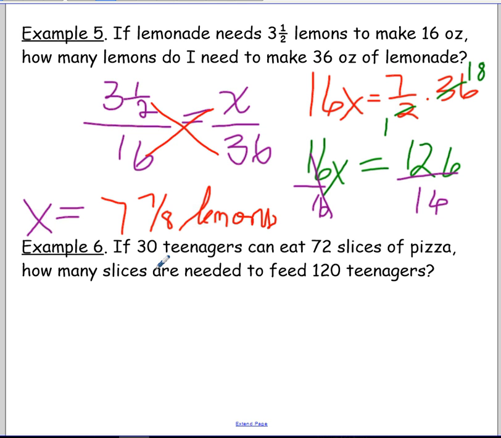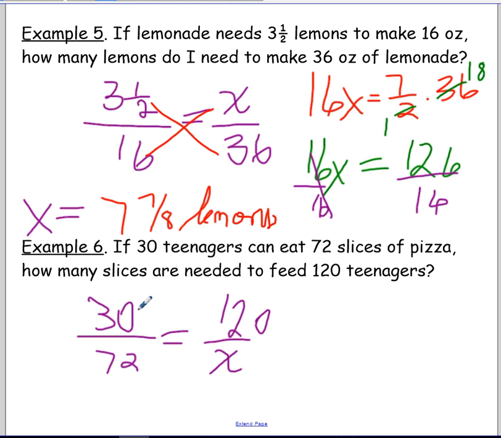Last example, here we have 30 teenagers. So let's do 30 teenagers is to 72 slices of pizza. How many slices of pizza? Oh, so that's our denominator, because 72 slices of pizza are needed to feed 120 teenagers. So again, we have teenagers is to slices, as teenagers is to slices. Make sure you set your proportion up appropriately. So we have 30 times our x equals 72 times 120. That's a lot of pizza.